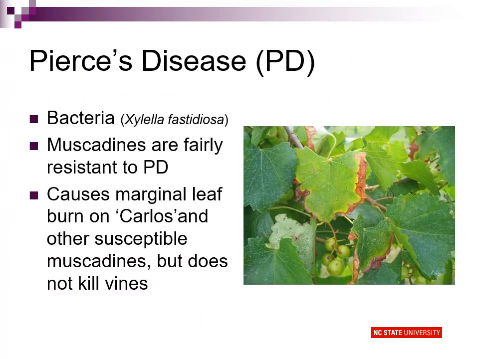Pierce's is not a fungus; it's a bacterial disease, and muscadines are fairly resistant to Pierce's disease. On Carlos, it causes a marginal leaf burn, also on some other susceptible cultivars, but it doesn't kill the vine. So you'll see, as is pictured here, just a burn around the edge of the leaf, but no further symptoms.